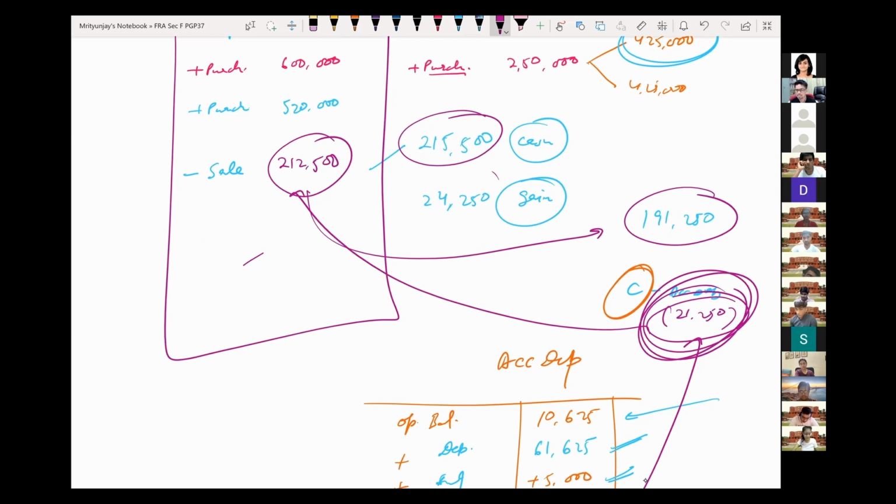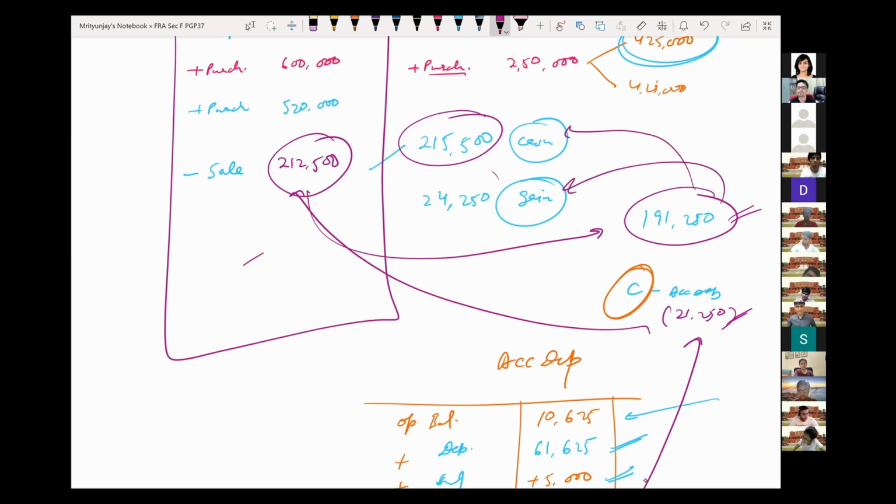212,000 में you have bought this asset initially sometime back, not today. But so far you have depreciated it by 21,000 something. So its value today is only 191,250. Now this 191,250 you have sold it for a gain of 24,000. That is how we got to know that we have received 2,15,500.